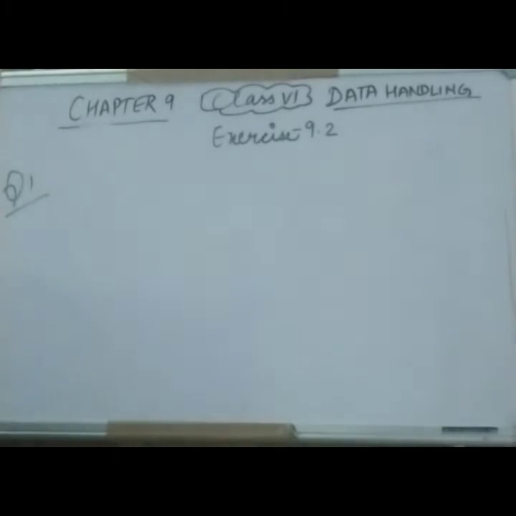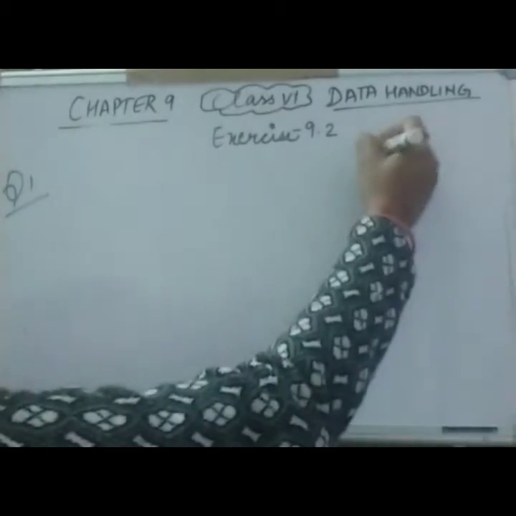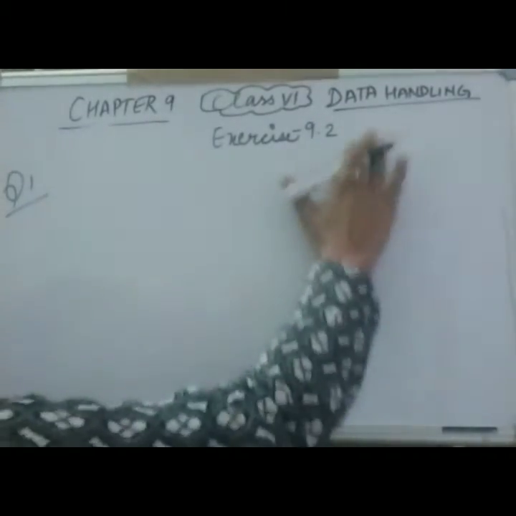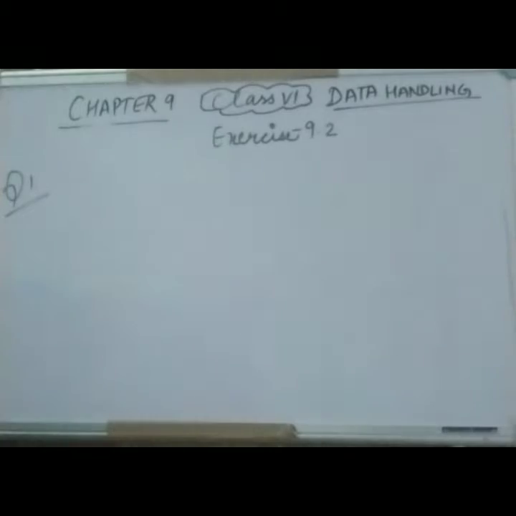Question number 1: the total number of animals in 5 villages are as follows. Village A is 80, village B is 120, village C is 90, village D is 40, village E is 60. Now you have to prepare a pictograph of these animals using one symbol. The symbol is given here, a circle and one cross inside the circle. It is written that this symbol represents 10 animals, and answer the following questions.